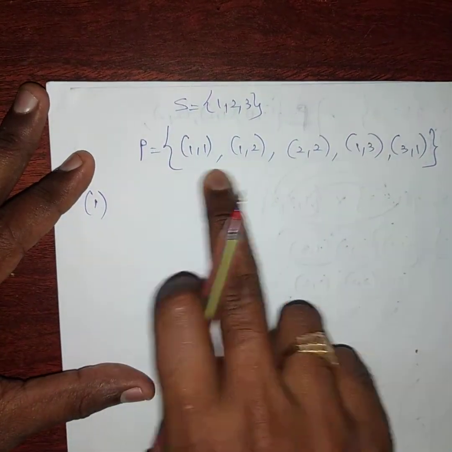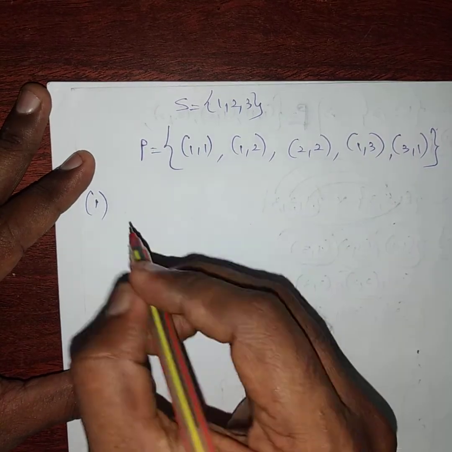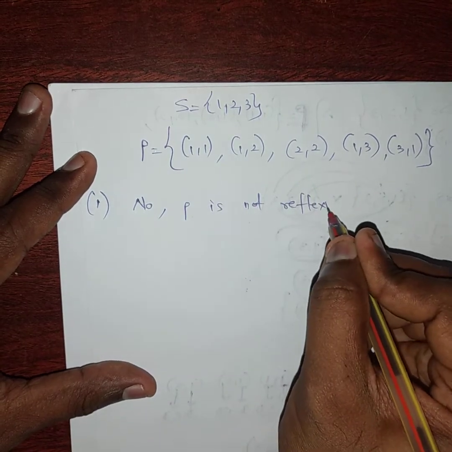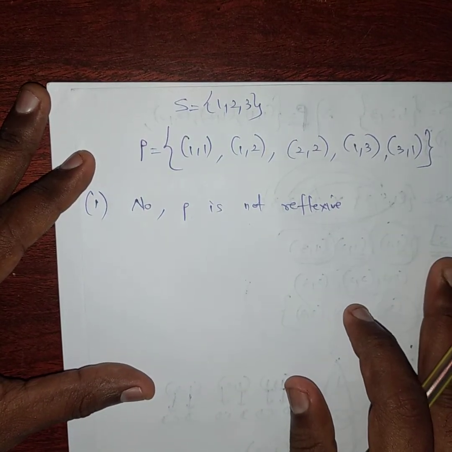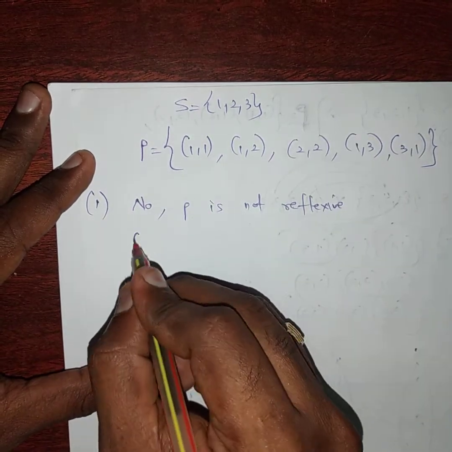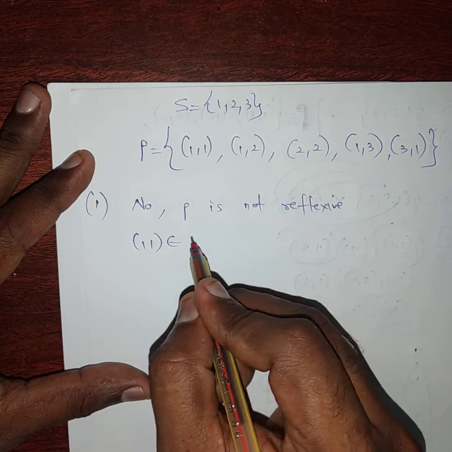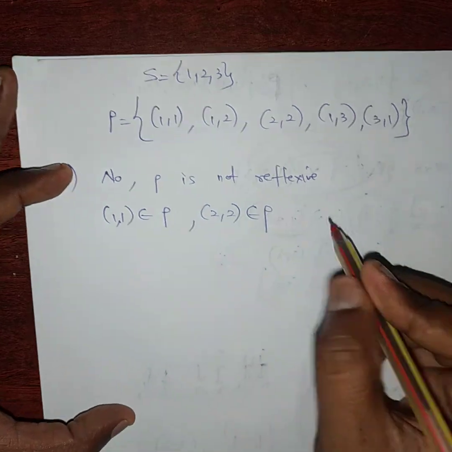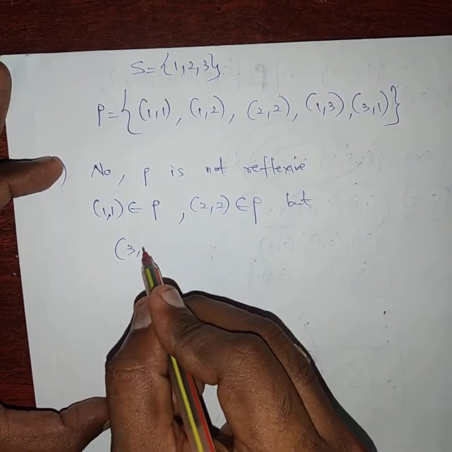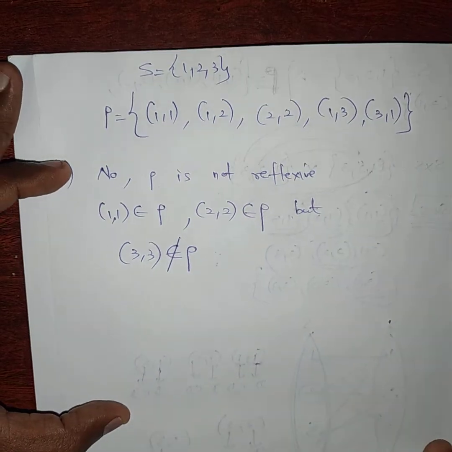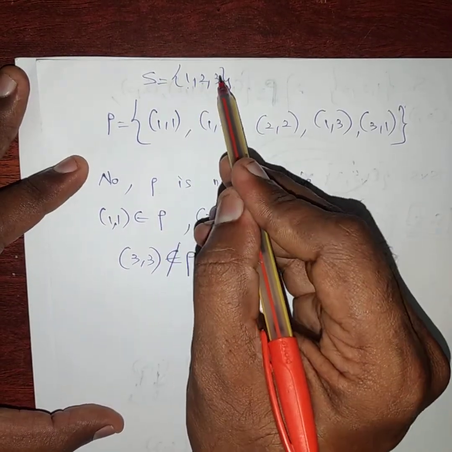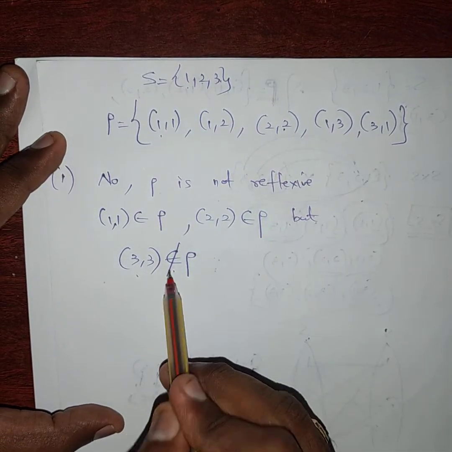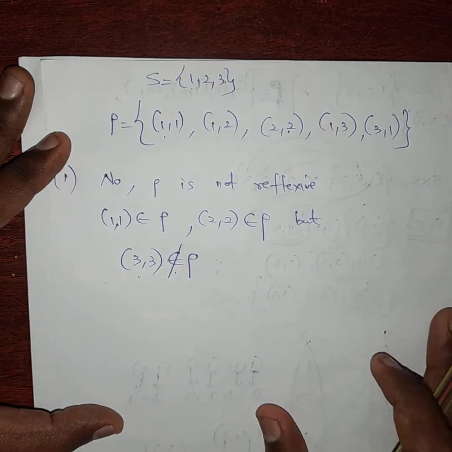First, is rho reflexive? I need to show. No, rho is not reflexive. Next, what is asked: if not, state the reason. Because 1 comma 1 belongs to rho, and 2 comma 2 belongs to rho, but 3 comma 3 does not belong to rho. This is a problem here. Here 1 comma 1, 2 comma 2, 3 comma 3 should be present. 1 comma 1 is present, 2 comma 2 is present, but 3 comma 3 is not present. So 3 comma 3 does not belong to rho.